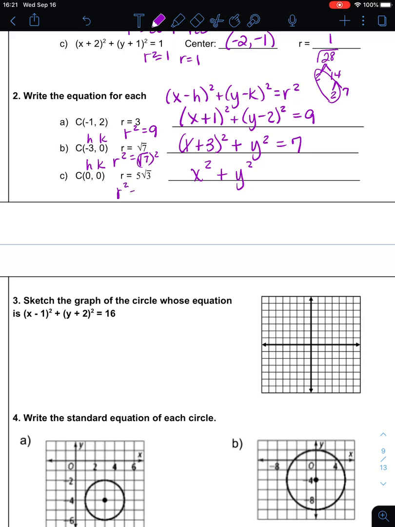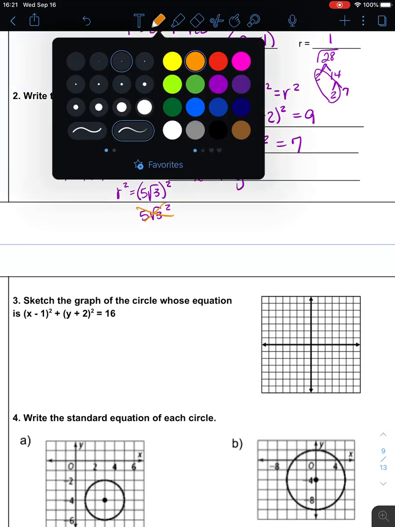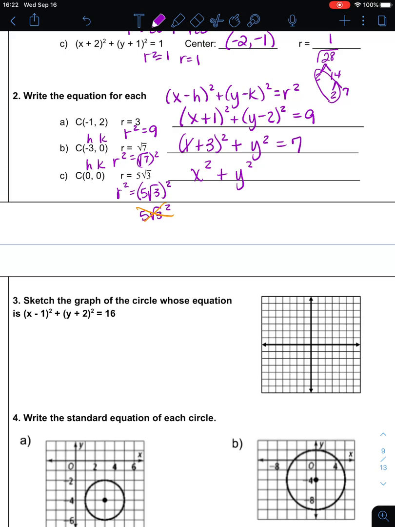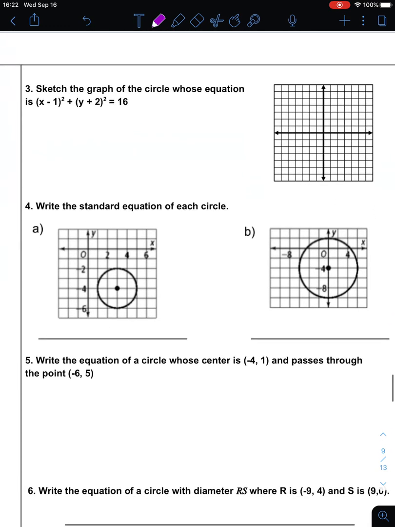And you have to be careful with this one because r squared would be 5 root 3 squared, not 5 root 3 squared with no parentheses. You have to have the parentheses in order to get that right. If you type that in on your calculator, you want to be sure that you use the parentheses, because the 5 is squared and the root 3 is squared, which means that it's 75. If you don't type it in right, you'll get 15, because the square root of 3 times the square root of 3 is 3. But if you don't square the 5, then you'll do 3 times 5. So we can write the equation of a circle if we are given the center and the radius.